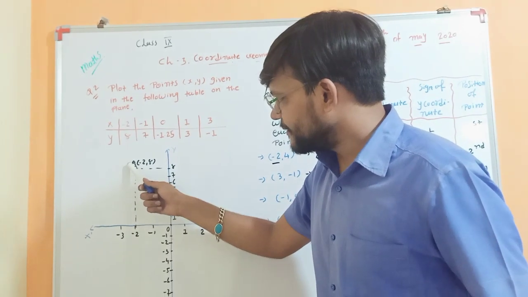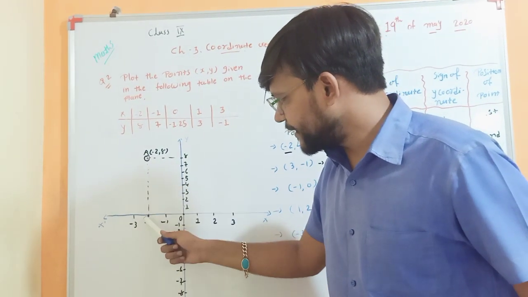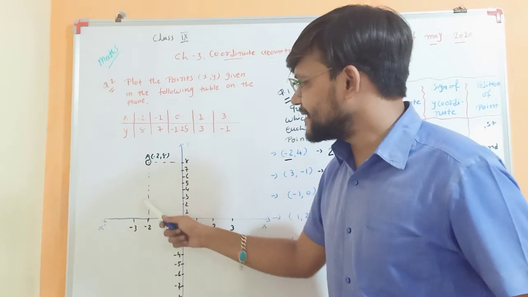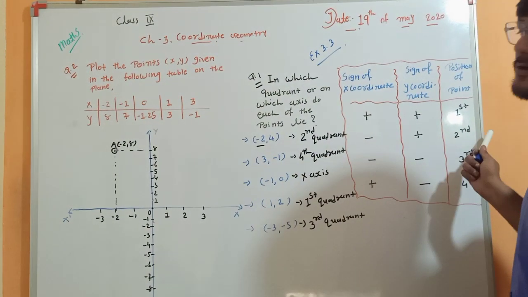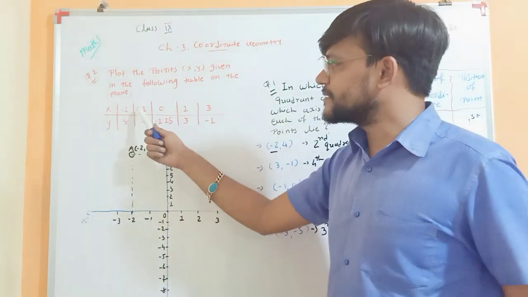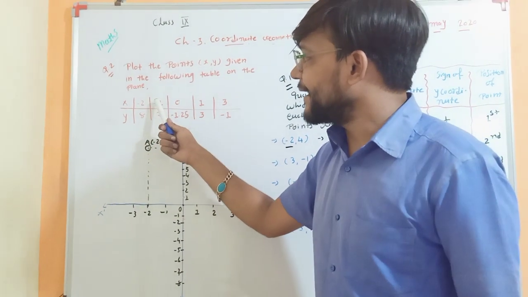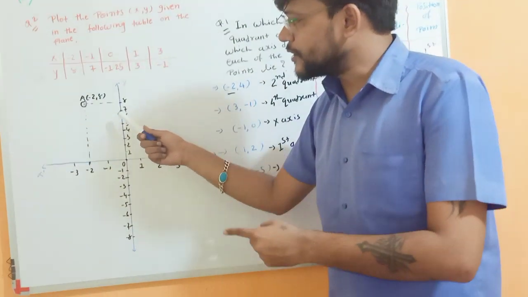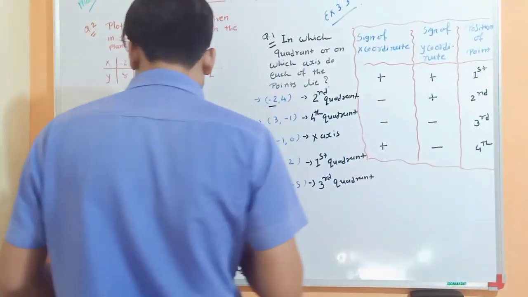So you can see that this point A has the x coordinate -2 and y coordinate 8, and it lies in which quadrant? Second quadrant. Here, same is -1 and 7. Again, x coordinate is negative, y coordinate is positive. This point also lies in the second quadrant, right?